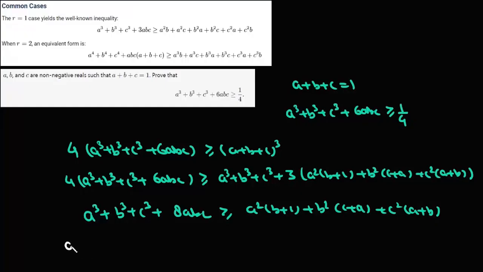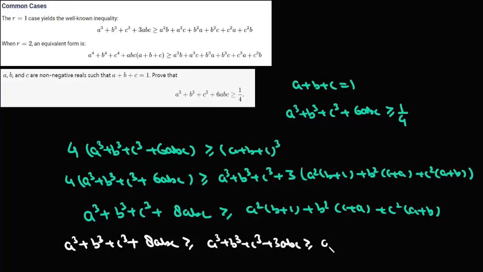Now we know that since a, b, c are non-negative real numbers, a cube plus b cube plus c cube plus 8abc will always be greater than or equal to a cube plus b cube plus c cube plus 3abc, which is greater than or equal to a square b plus c plus b square c plus a plus c square a plus b, which is a standard result from Schur's theorem. So that means this inequality is true.